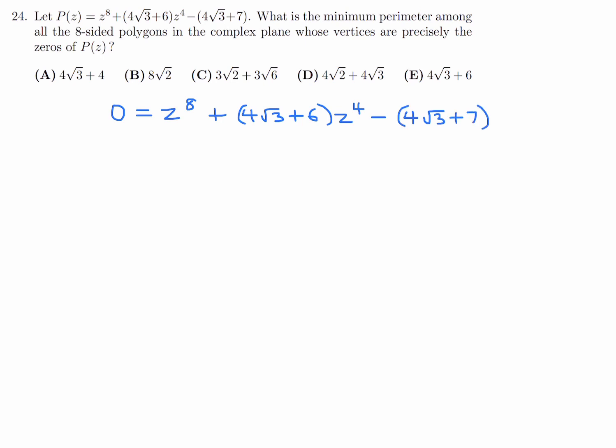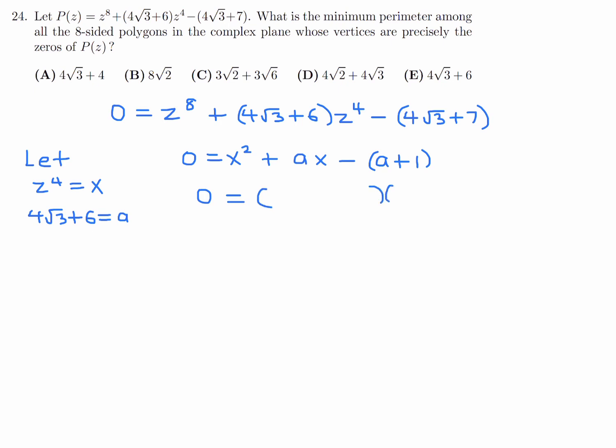So here is the equation. Let's make some helpful substitutions. Let z to the 4th equal x, and let 4 root 3 plus 6 equal a. And I hope this will make it a little bit more simple to factor. And this will be a plus 1. We can now factor this as follows: x minus 1, and then x plus a plus 1, like that.